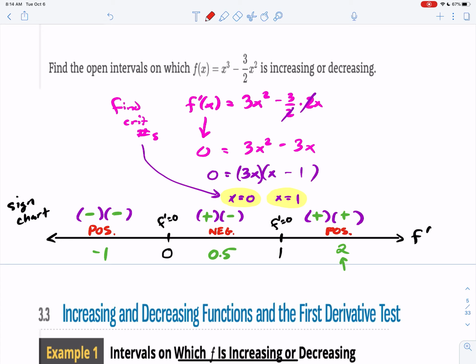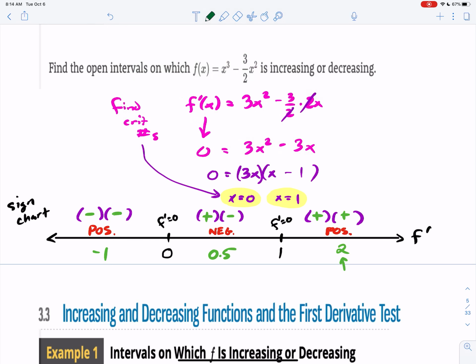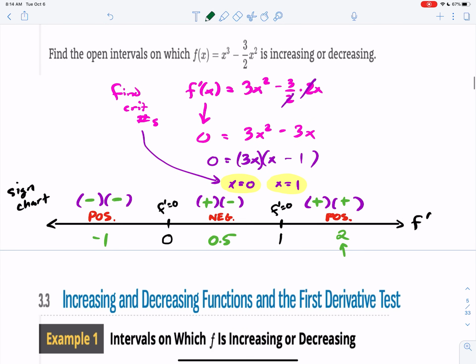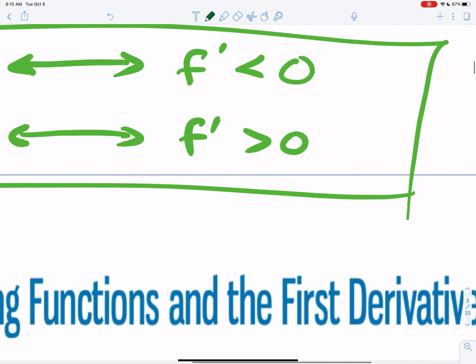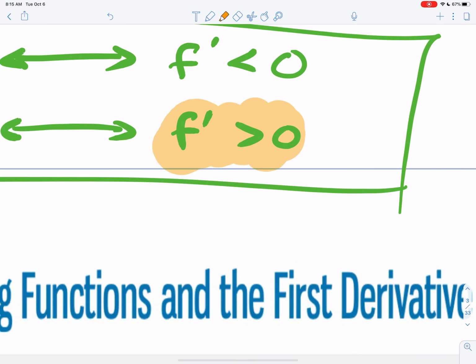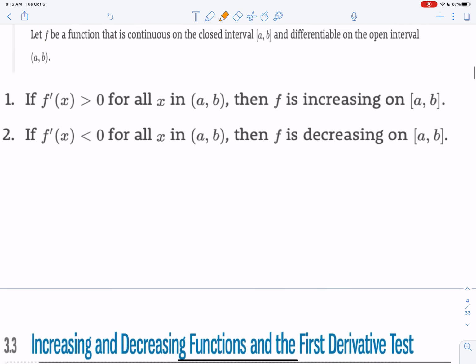We have to make some type of conclusion, okay? And this is where all the money is. Here we go. Let me use green. Therefore, okay, I know that whenever the derivative is positive, this is where my function is increasing. And I know that whenever my derivative is negative, this is where my function is decreasing. Okay? So here's what we do.